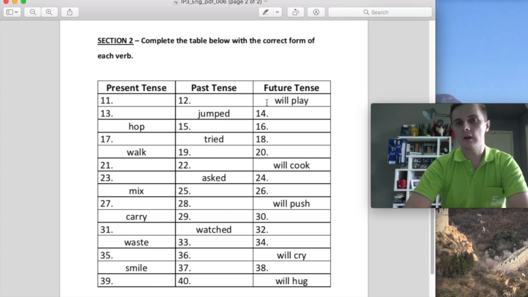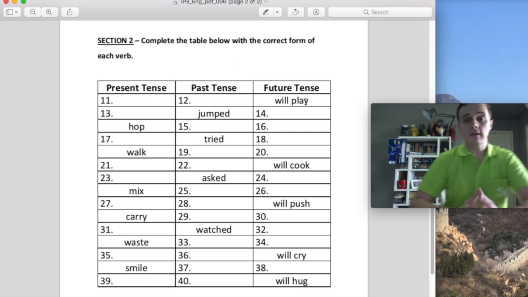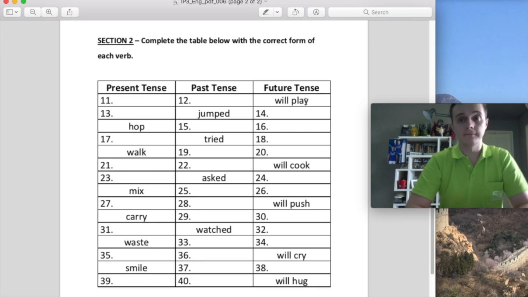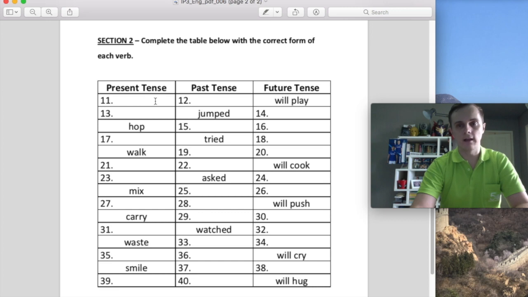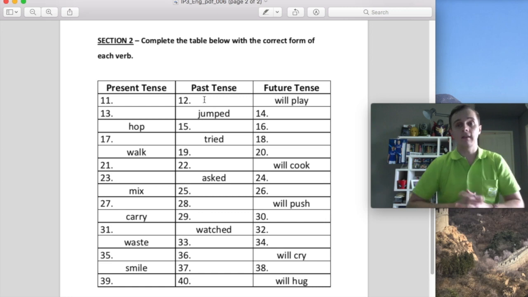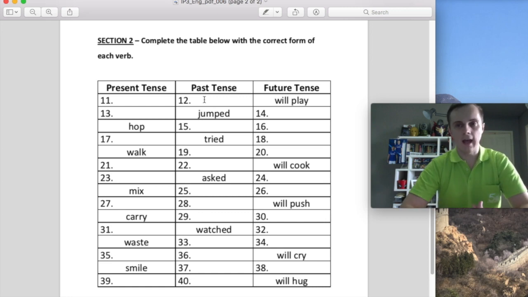So here we've got the future tense will play. What is the present tense of will play? Hopefully you know, play, P-L-A-Y. You don't need to add S to these verbs, I just want their normal form. And what is past tense of play or will play? Again, should be easy, played, P-L-A-Y-E-D. So you fill the other 2 boxes on each row.